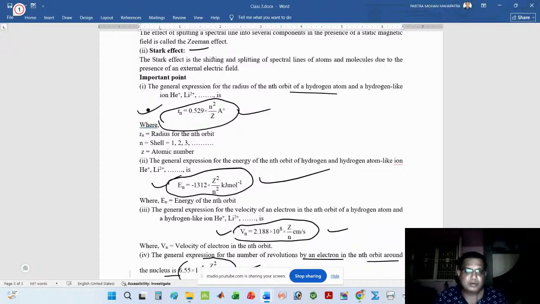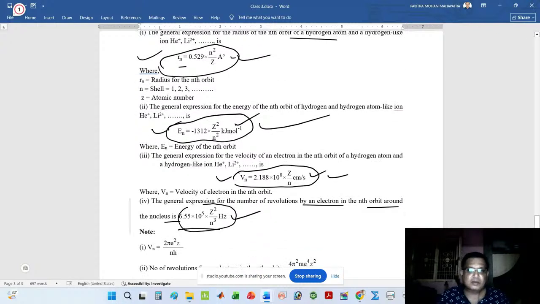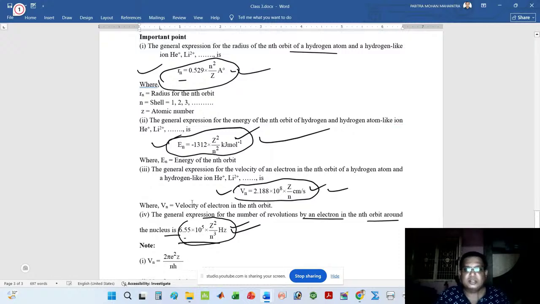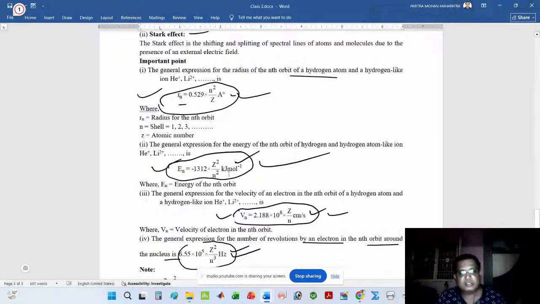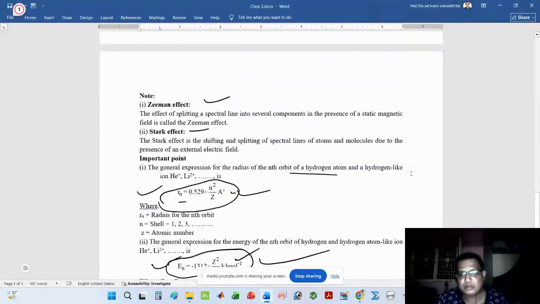Again, I want to repeat the formulas. Rn is equal to 0.529 n square by z angstrom. En is equal to minus 1312 into z square by n square kilojoule per mole. Vn is equal to 2.188 into 10 to the 8 into z by n cm per second. And the number of revolutions by an electron in the nth orbit is 6.55 into 10 to the 15 into z square by n cube hertz. These four expressions are used for the calculation of radius, energy, velocity and number of revolutions for the hydrogen atom and hydrogen-like ions, that is He plus, Li2 plus.